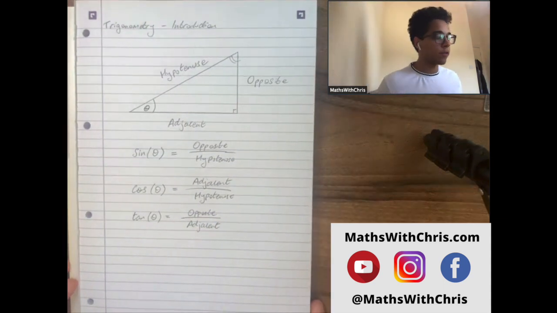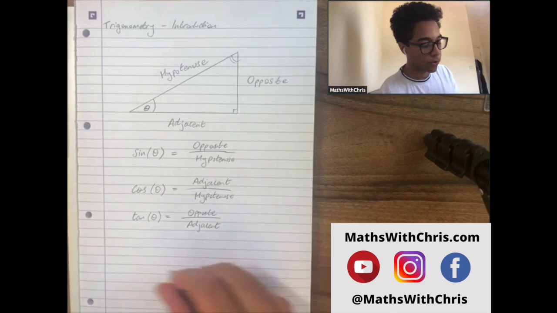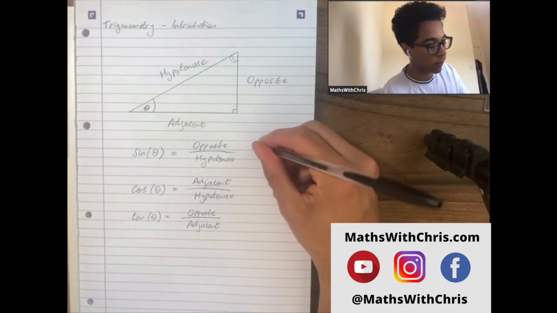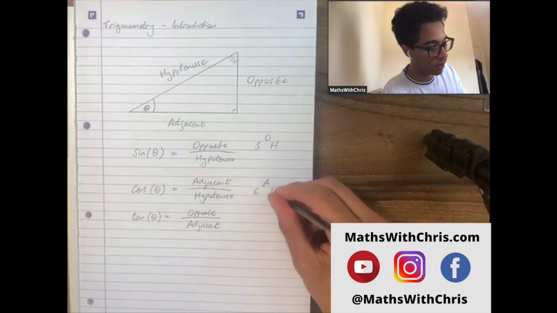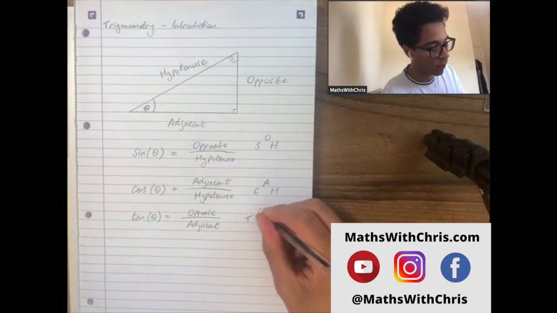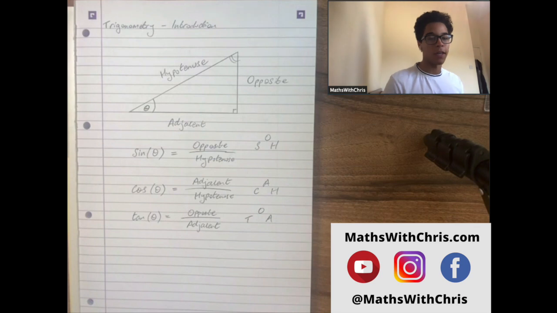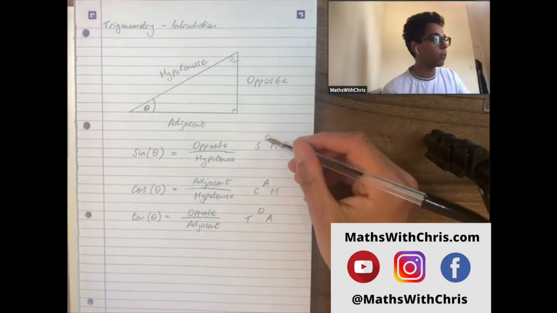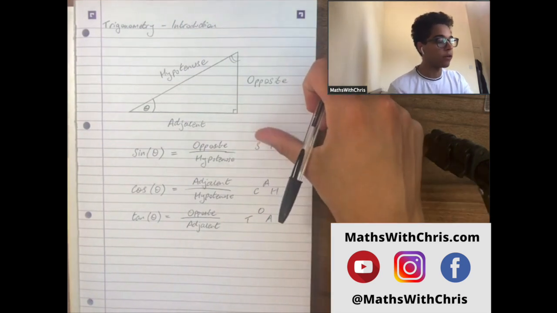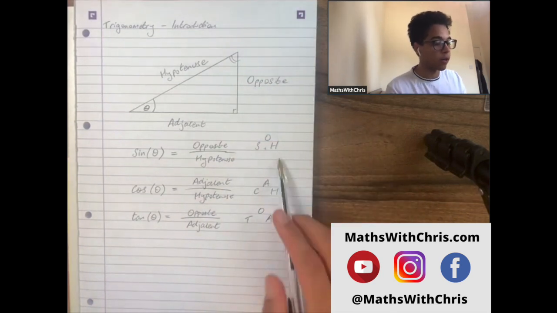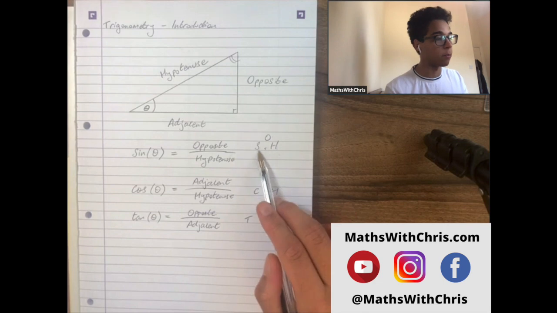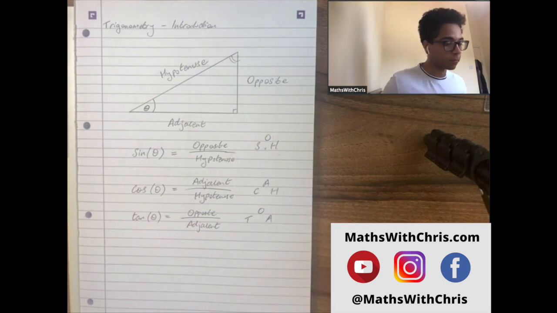You might have seen or you might know something called SOHCAHTOA. This tells you which one you need. For example, if you want to work out the opposite, you cover that up and you've got sine multiplied by hypotenuse. Or if you want to find the hypotenuse, it's opposite divided by sine, and you can do that for all of them.